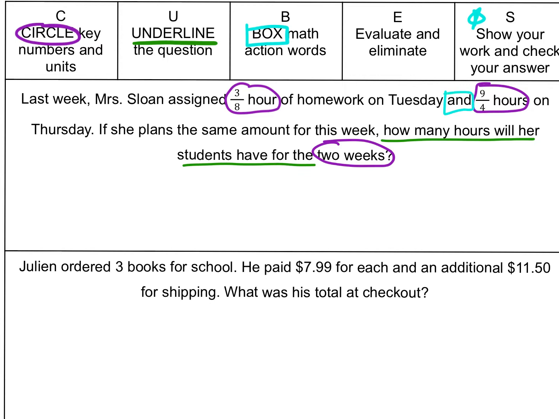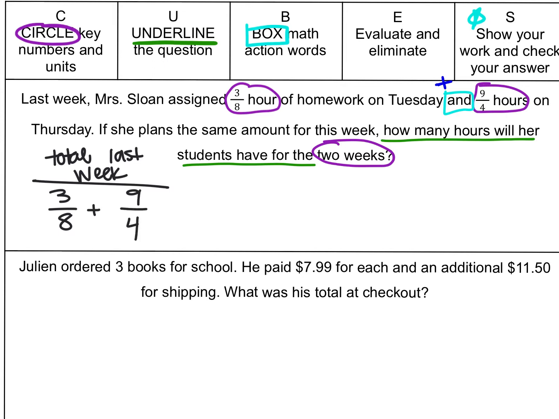Okay, and then this one is telling me that I'm going to add the two amounts together, right? The amount from Tuesday plus the amount on Thursday is the total for the week. So I'm going to find that. I'm going to start with the total for last week. Okay, so we have the amount from Tuesday, 3/8, plus the amount from Thursday, 9/4.